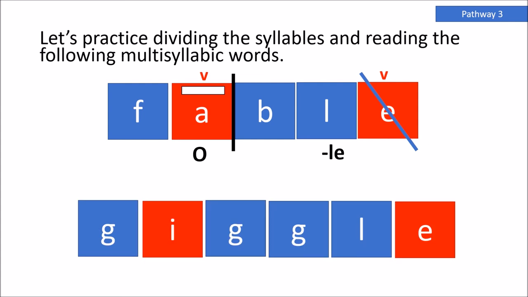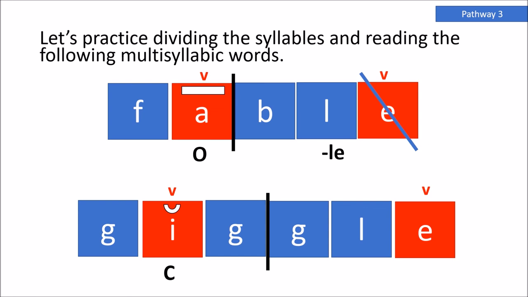Here is our second word. First, we're going to identify the vowel spots. Again, we notice that consonant LE at the end of the word, and so we need to keep that together. In order to do this, we would divide between the two G's. Now that we've done that, what type of syllable is created in the first syllable? If you said closed, you are correct. What type of sound does the vowel make in a closed syllable? If you said a short vowel sound, you are correct. How would we read this first syllable? We would read this first syllable as gig.